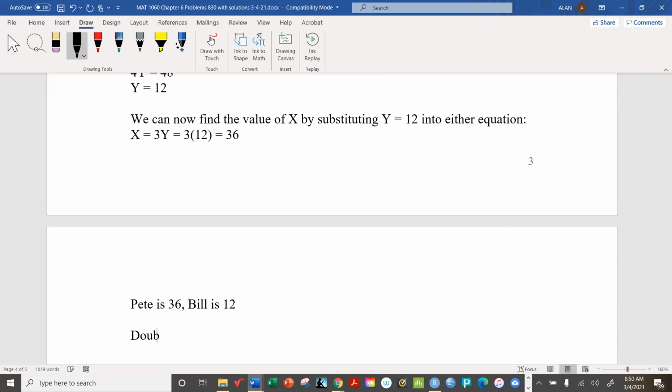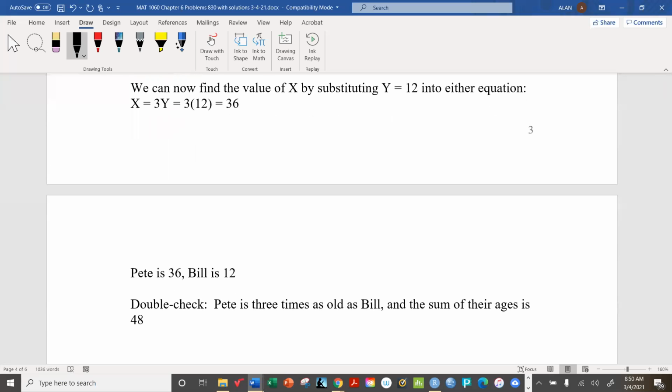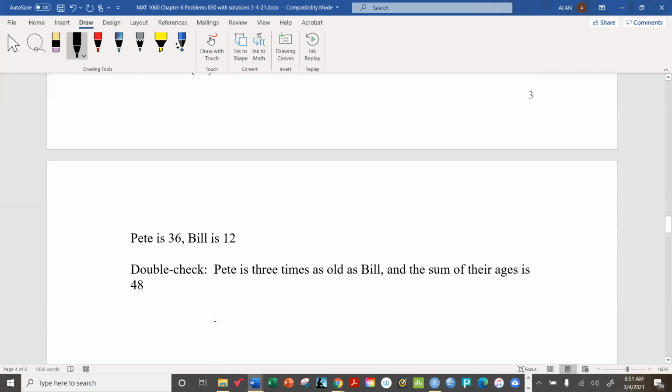Okay, so as a double check, Pete is 3 times as old as Bill, and the sum of their ages is 48. Okay, so we must have done it correctly. And we congratulate ourselves because that was a bit of a tricky question. All right, let's see what do we have next.